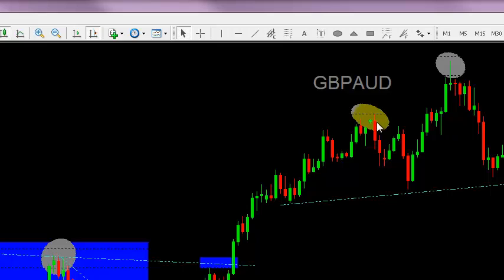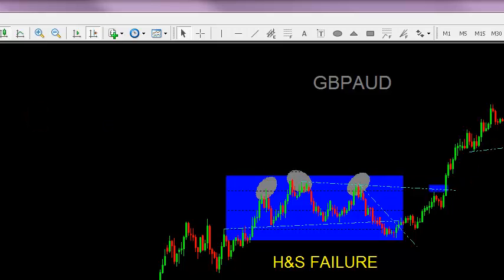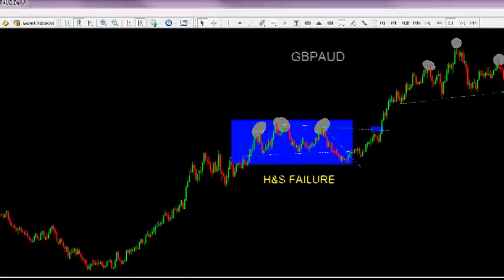Now we have another head and shoulder pattern on GBP Australian. And in fact, when you look at this strong move to the upside, we could now expect some kind of a reversal, because trends don't go on forever, don't last forever.